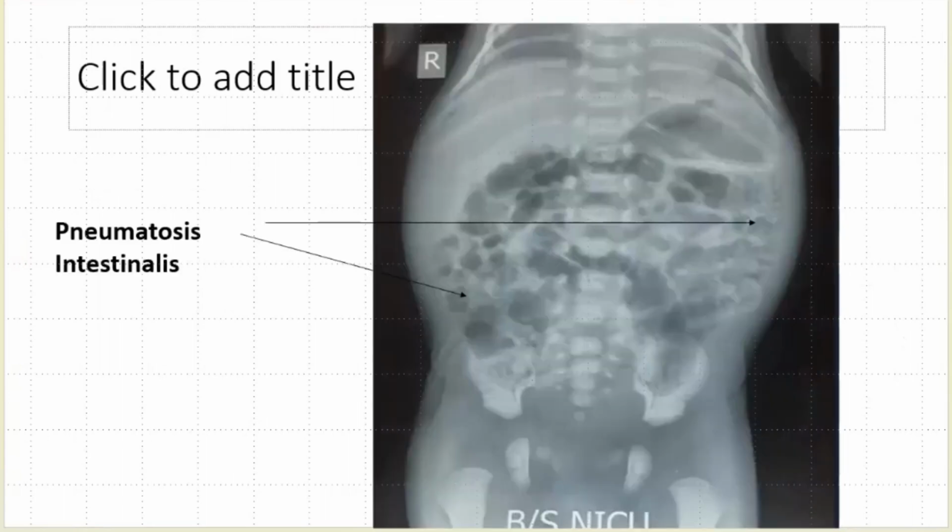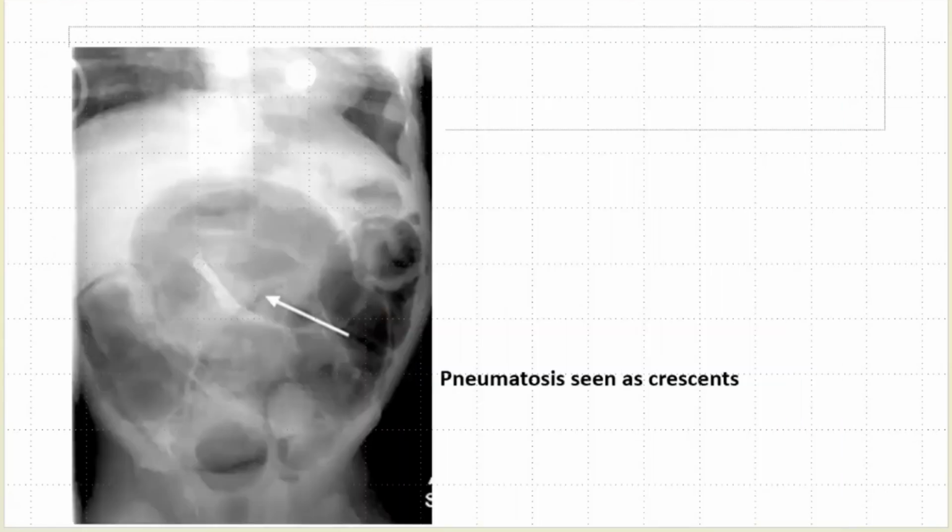As NEC advances and becomes well established, there will be mucosal injury, and the air from the intestine will enter the submucosal plane, and you'll see pneumatosis intestinalis. And if it further invades the bowel wall, then you find air in the subserosal plane. So you will see the crescents in the bowel wall, as you see in this X-ray.